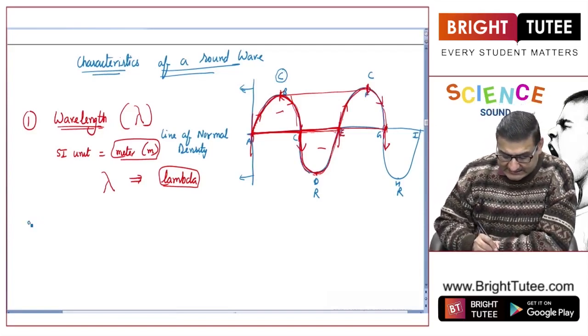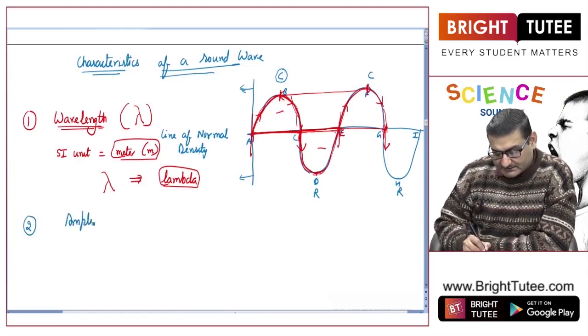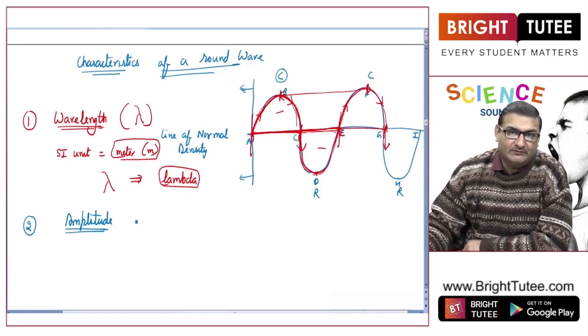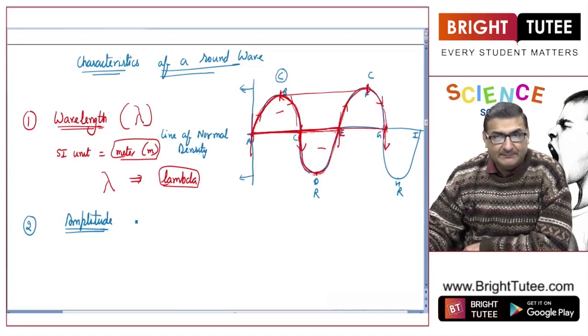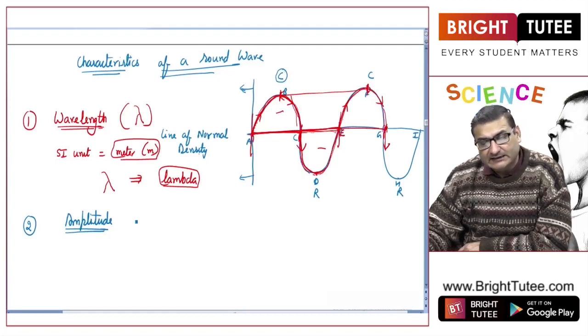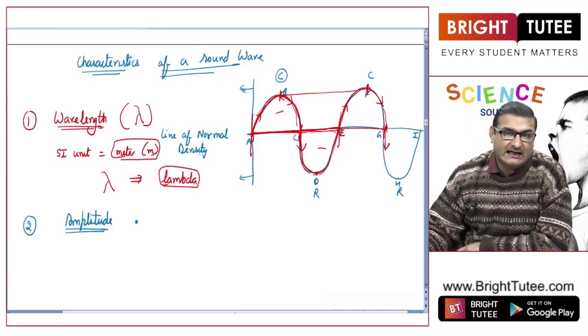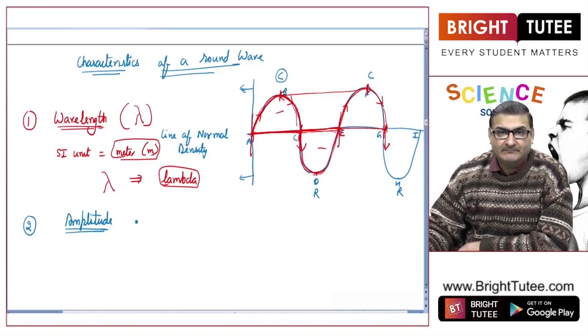Now let us see the second characteristic. The second characteristic of a sound wave is the amplitude. Now what exactly is the amplitude? We have seen that the density of a particular wave varies. In the case of compression, the density is more because the particles are closer to each other, and in the case of rarefaction, the density is less. I repeat, in the case of compression, the density of particles is more and the rarefaction has lesser density as compared to the normal density, right?